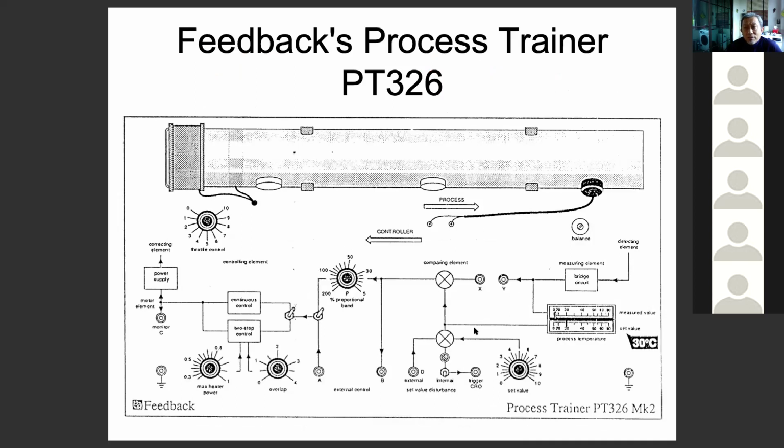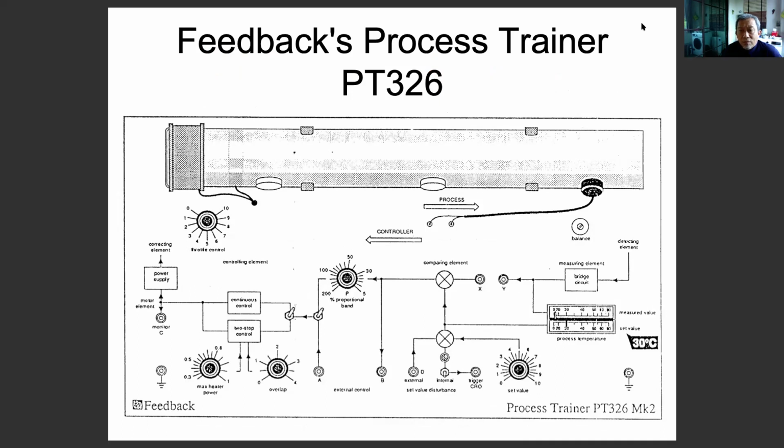So this is the trainer where the data has been captured. Okay, so the air will flow.